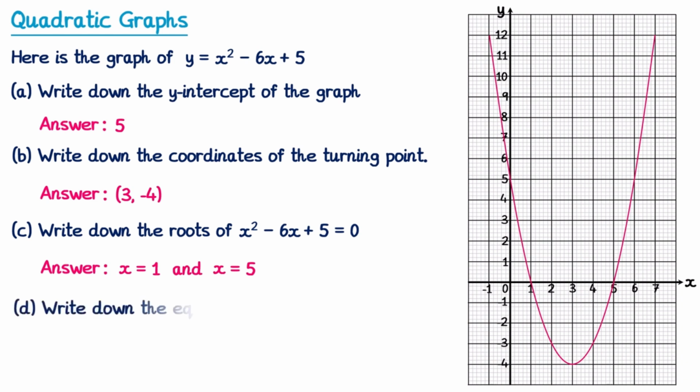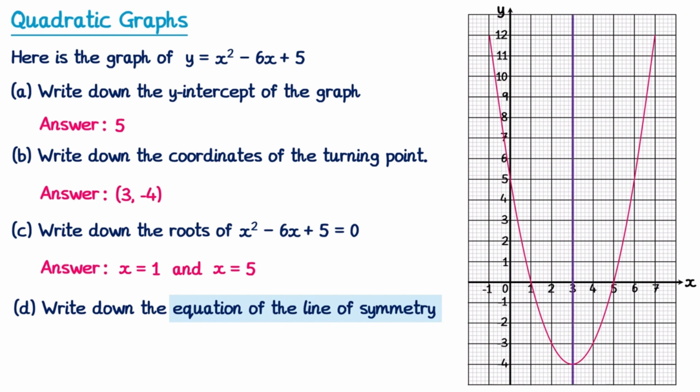And for the final part of this question, we need to write down the equation of the line of symmetry. All quadratic graphs have a line of symmetry that goes through the turning point. So to find the equation of the line of symmetry, I'm going to draw on the line of symmetry first. So it's a vertical line that goes like this through the turning point. All vertical lines are of the form x equals and then some number, that number being where it crosses the x-axis. This line of symmetry crosses the x-axis at the point 3, so the equation is x equals 3. So for the answer for this one, we write x equals 3.